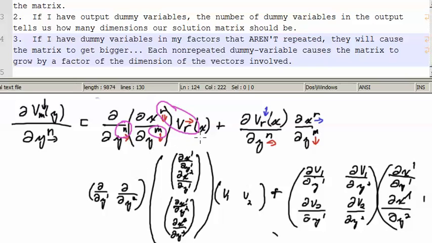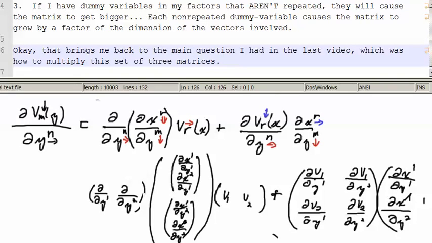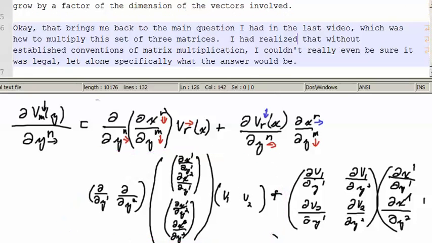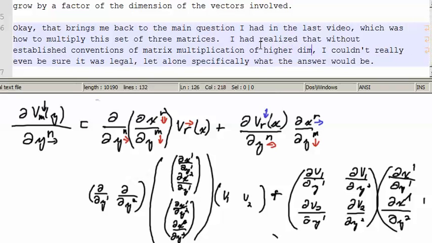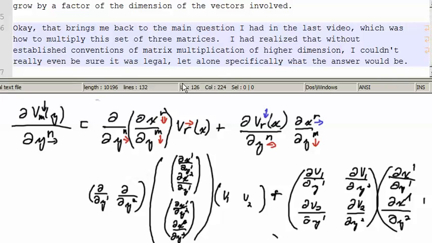This r would cause it to shrink by a factor of 2. And this v sub r tells us our starting place. It starts with a factor of 2. So, okay, that brings us back to the main question I had in the last video, which was how to multiply these 3 matrices. I had realized that without established conventions of matrix multiplication of higher dimension, I couldn't really even be sure that it was legal, let alone specifically what the answer would be.